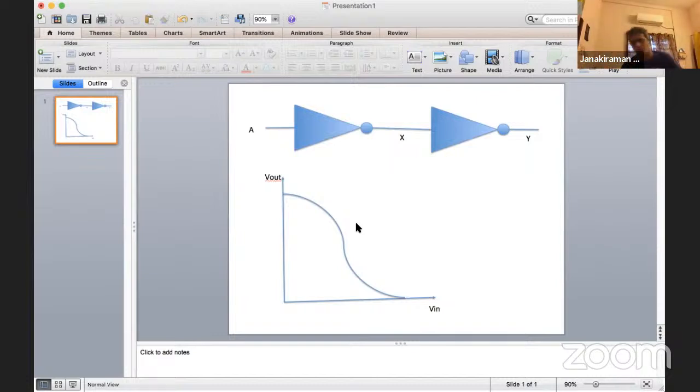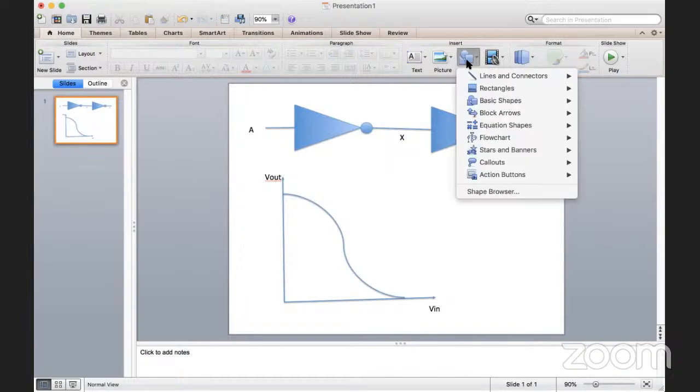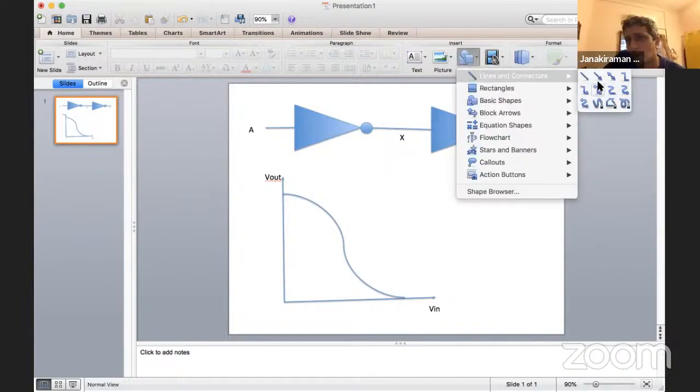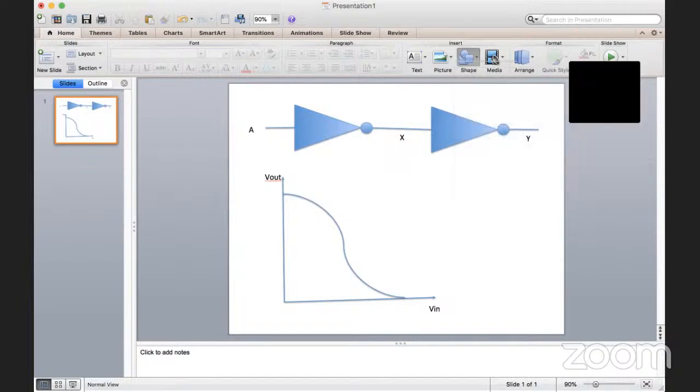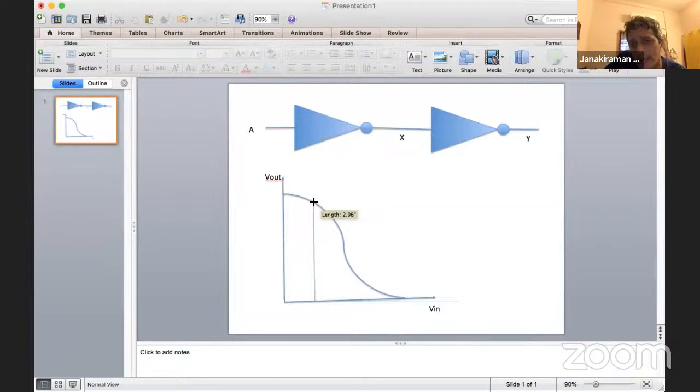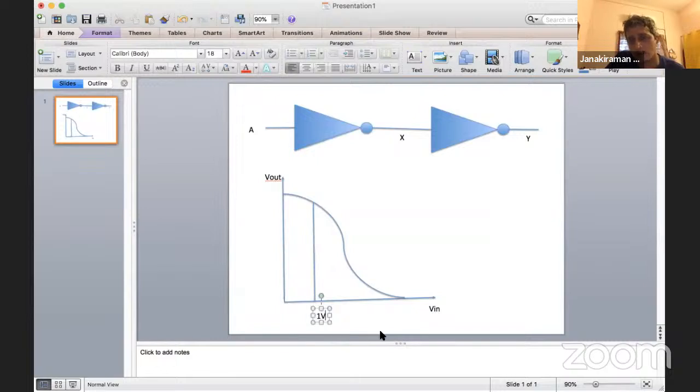Okay, let me show you that. This graph, is it for the first inverter or the second inverter, sir? The graph is the same for both inverters. Okay, let us say A equals 1 volt. I'm just saying hypothetically that this is 1 volt here. Suppose A were 1 volt, right?